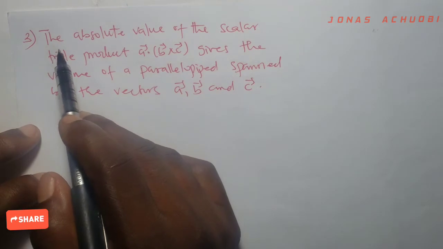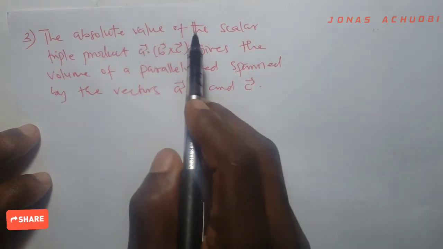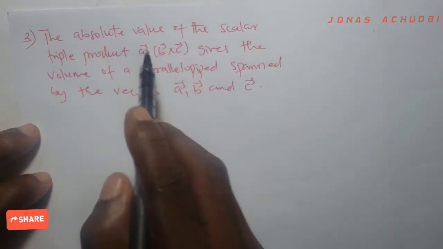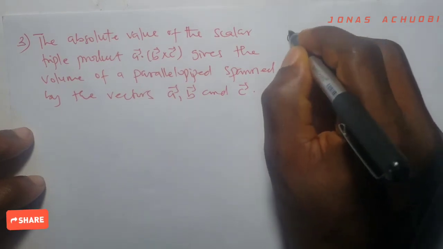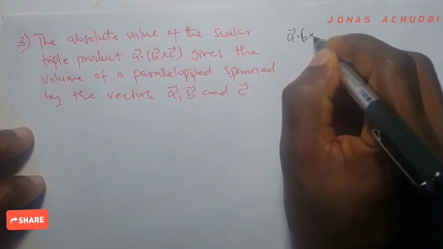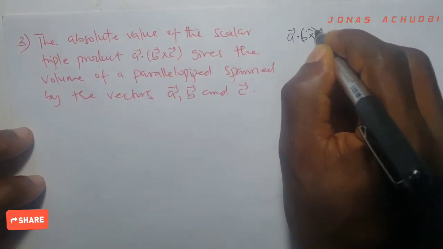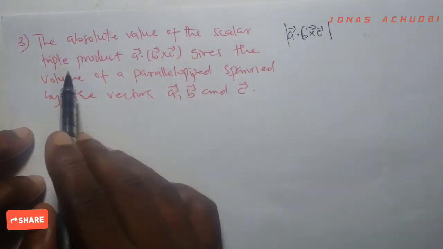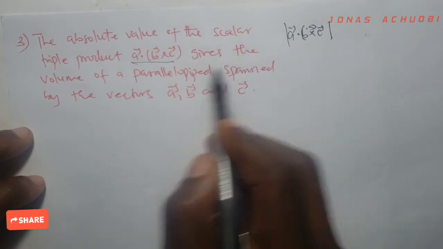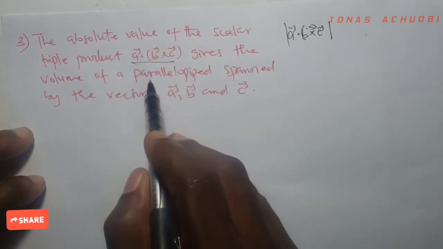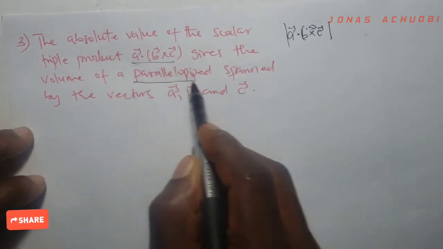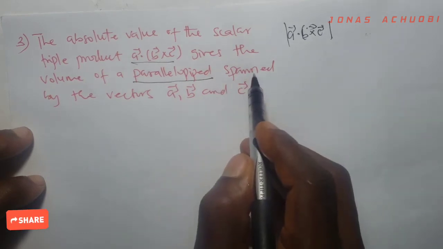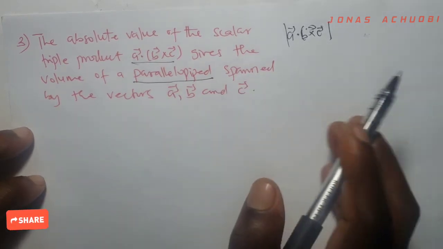Number 3, the absolute value of the scalar triple product. So we have A dot B cross C in absolute value. The absolute value of the scalar triple product gives the volume of a parallelepiped spanned by the vectors A, B, and C.